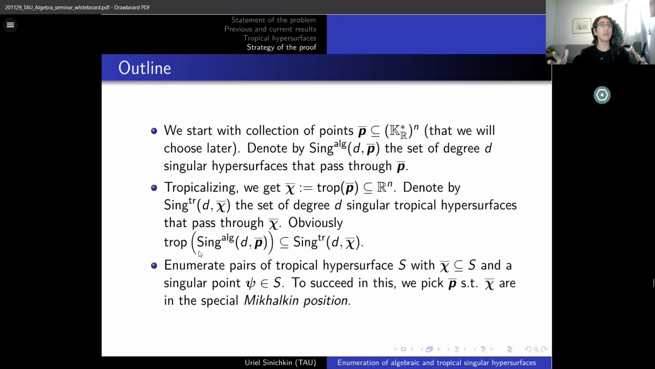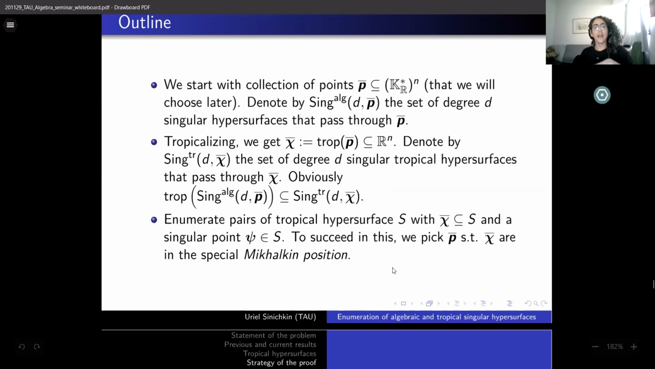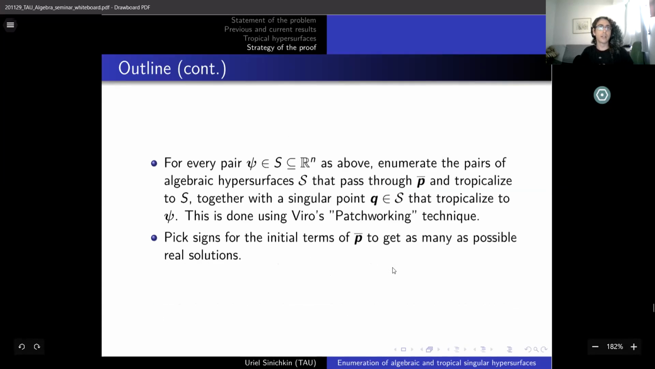And this is one of the challenges that was before. Before, people enumerated only the hypersurface and then looked for singular points in it. And I do it together, and it's in a sense easier. Okay, and then we need to return to the classical world. This is done by a technique called patchworking, presented by Oleg Viro, which is, in a sense, Hensel's lemma.